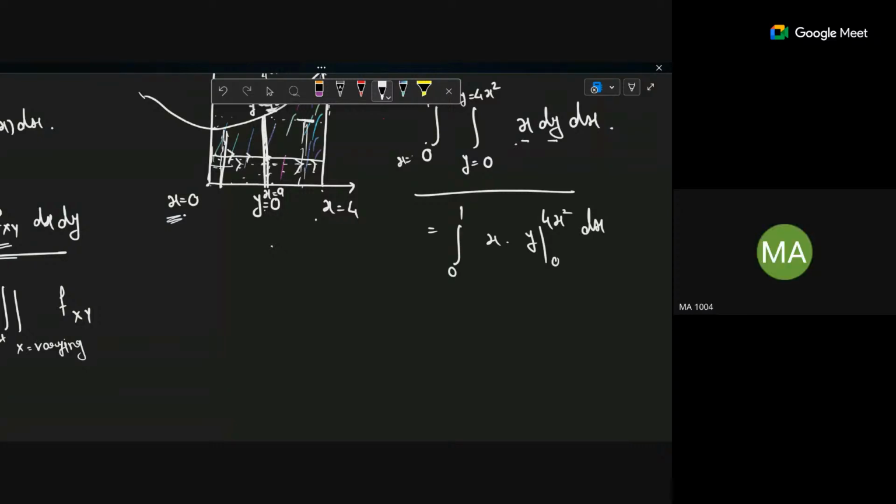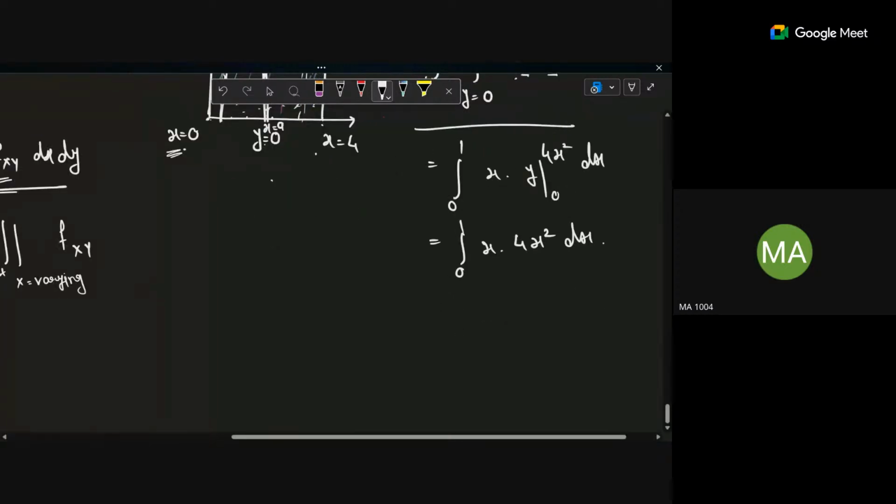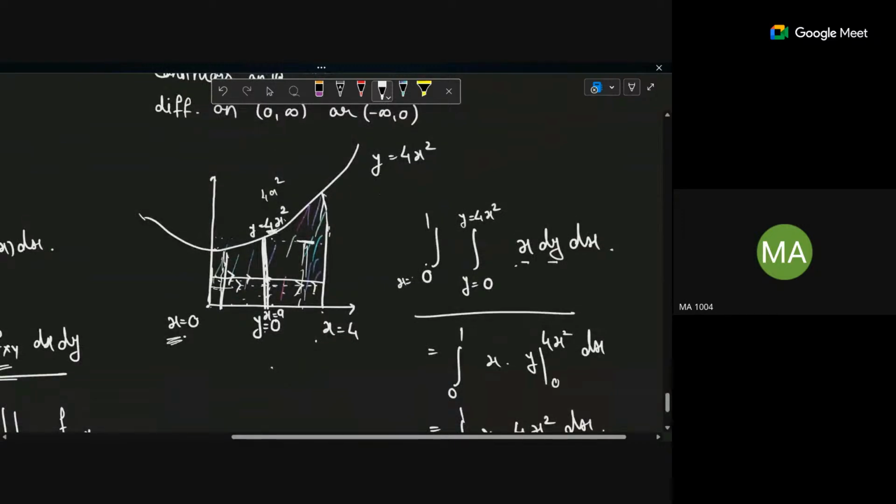Okay. So here, integral 0 to 1 of x into 4x square dx. Now you just integrate it. What will you get? 4x to the power 4 by 4, that is nothing but 1, right? Integral 0 to 1. So your answer is 1, right? For this particular integral, let's say I1.